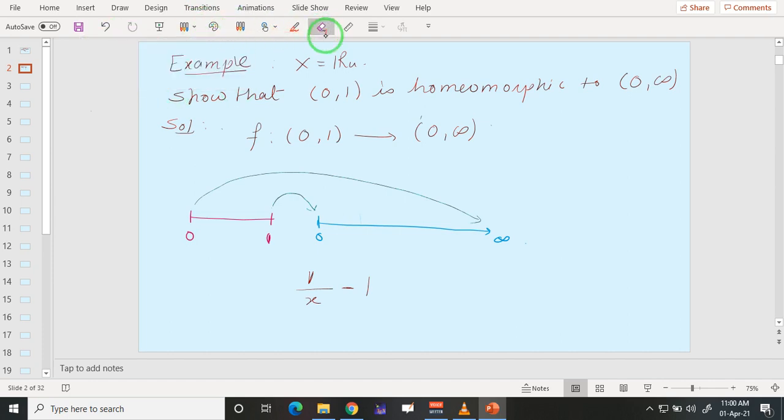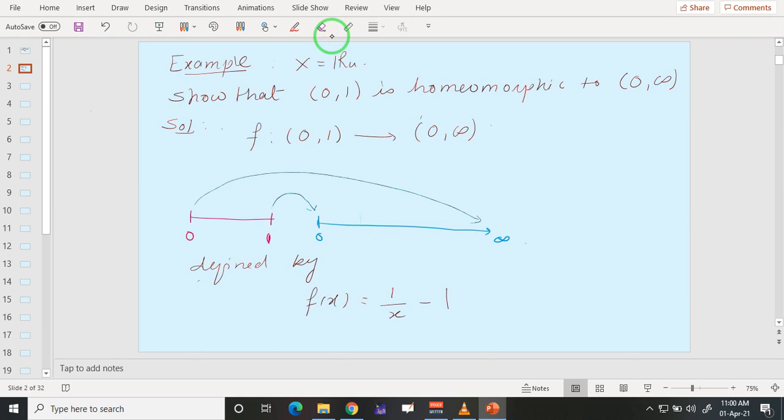Let us define our function to be defined by f(x) = 1/x - 1. If you remember, it is 1 upon x minus 1.